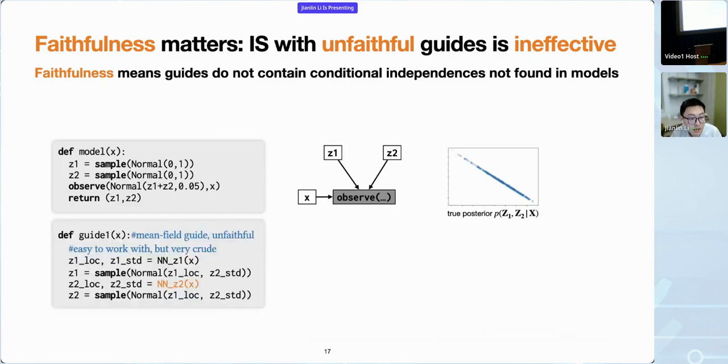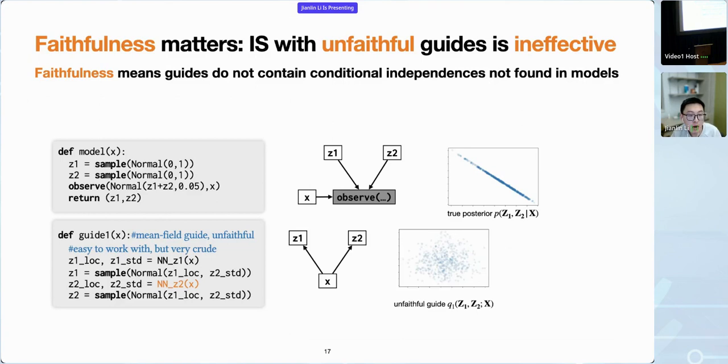This is the same guide program we saw earlier. It treats all random variables as independent. It fails to capture the correlations encoded by the model. And there is a knock-on effect on importance sampling. As this plot shows, importance sampling with trained guide 1 cannot adequately sample from the true posterior.